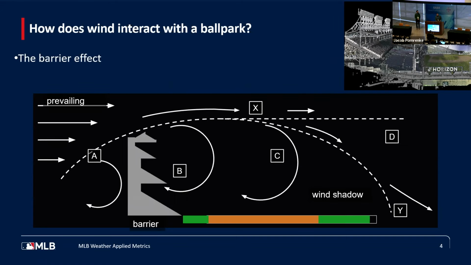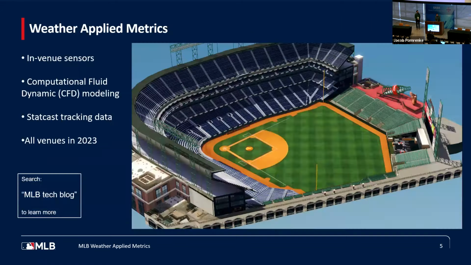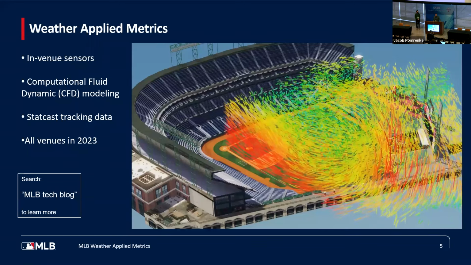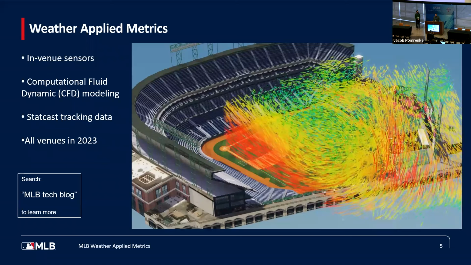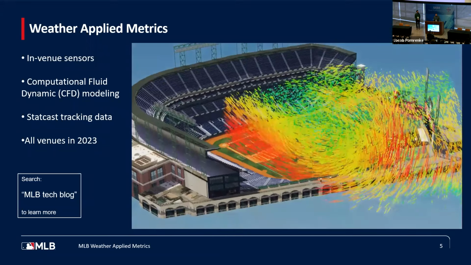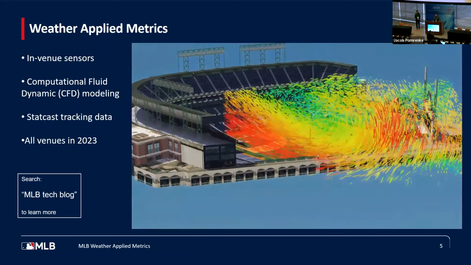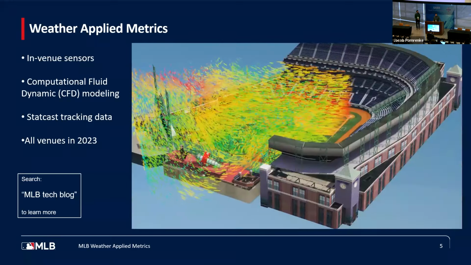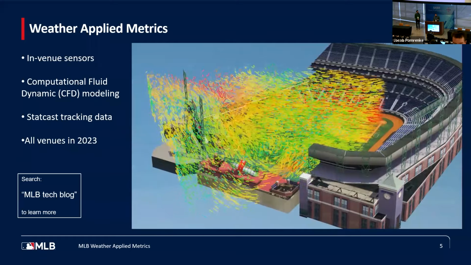And the way we do that this year is going to be Weather Applied Metrics. Weather Applied Metrics is a company, but it's also a technology. The company's made up of old baseball players, a meteorologist, a physics professor, and some CFD modeling experts. So if you want to know what the wind is actually doing that impacts the game on the field, you have to model that. You can't measure it. So that's what Weather Applied Metrics does.